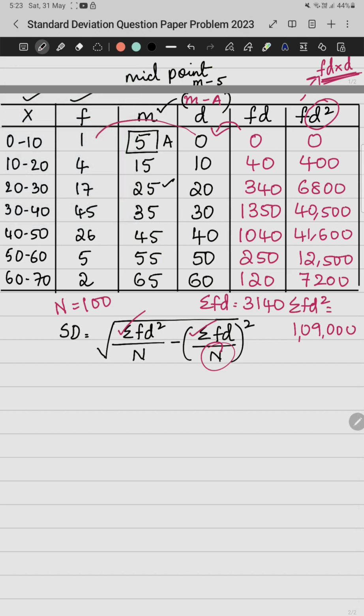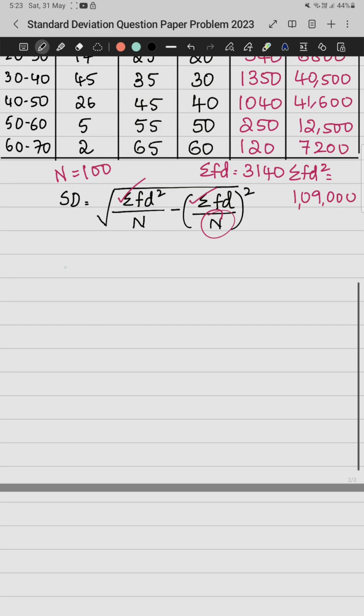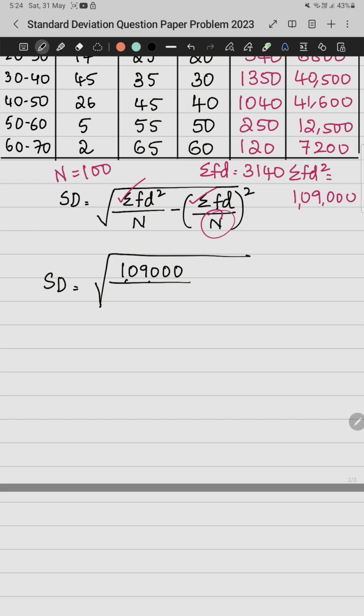Let's see how we are going to substitute these values. Please learn the standard deviation formula perfectly. It's very simple. If you're not getting it, write it 25 times. It will easily get recorded into your mind. So standard deviation is equal to under root, whatever I have found, I'm just writing it. Summation FD square is 109,000 divided by N, which is 100, minus summation FD, 3140, divided by N, again 100, whole square.